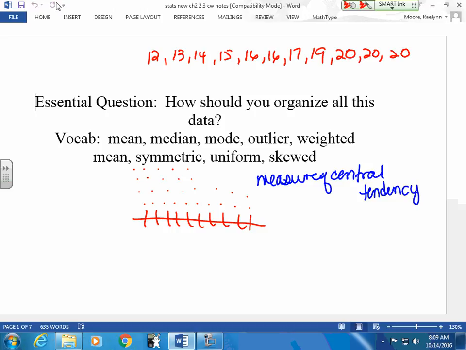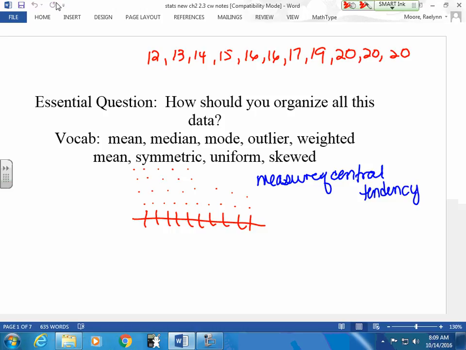And we said find the mean. So you added them all up, you found the mean. You added them and divided by how many there were. Then we found the mode. Which data is the mode, the one used the most? 20. Then you found the median.